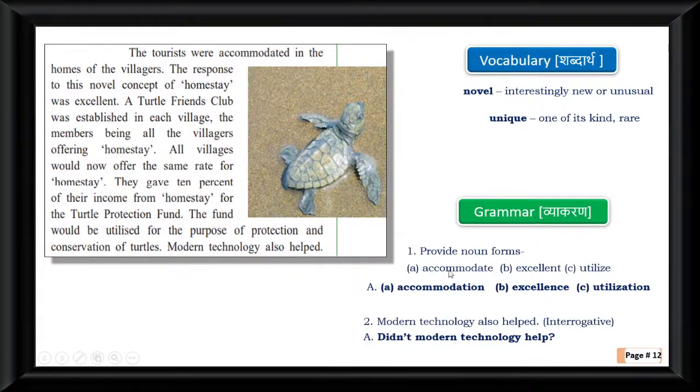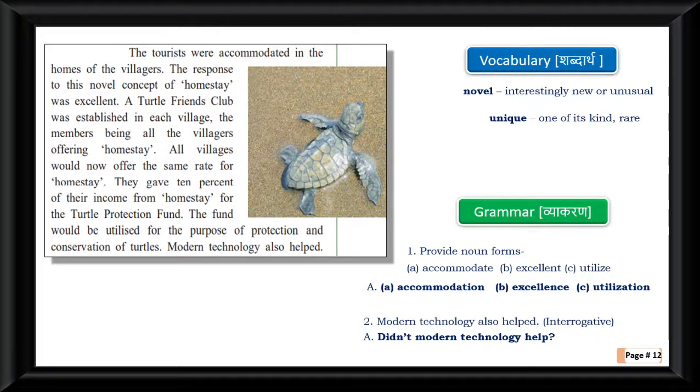What is to be studied as far as grammar is concerned? Noun forms. I will remind you again, go ahead and watch that noun form video. I'll try to leave it in the description. It's easy to find. Accommodate is accommodation. Bear in mind the spelling. Excellent is excellence. Utilize is utilization. The ZA, SA, sometimes they both are correct.